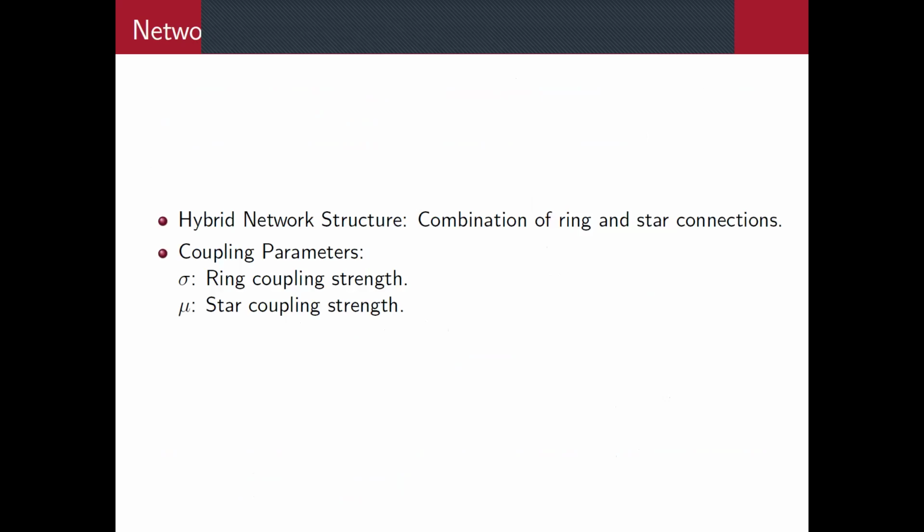Now let's see how the Degn Harrison model behaves in a network using the ring star topology. A ring star network combines a ring structure with a central hub, balancing local and global interactions, and a star network. Here, these are the coupling parameters: sigma for the ring coupling strength and mu is the star coupling strength. By tuning these strengths, we can observe different behavior like synchronized, unsynchronized, and a chimera state.